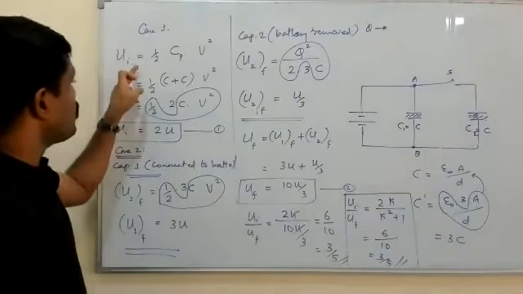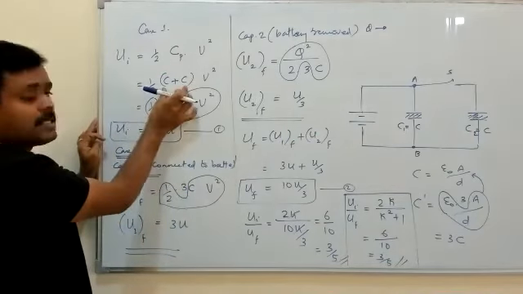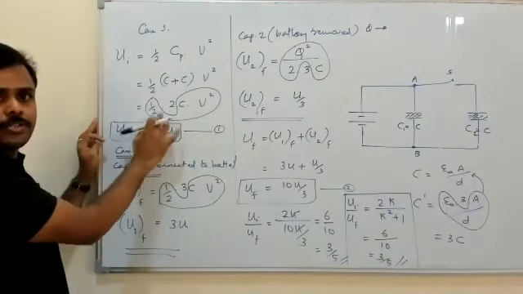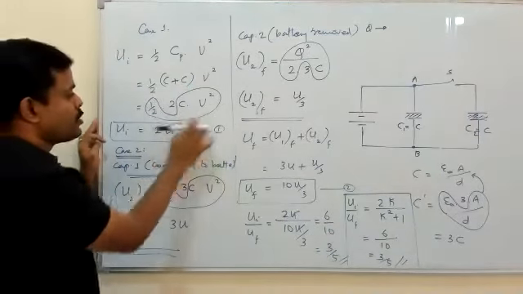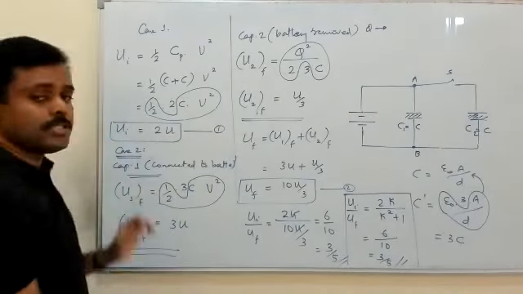For a parallel combination, the equation is half into Cp into V square. The parallel combination is C1 plus C2, so half into C plus C into V square, so half into 2C into V square. Half CV square together would be called U. So that makes it 2U. I call the initial energy 2U.